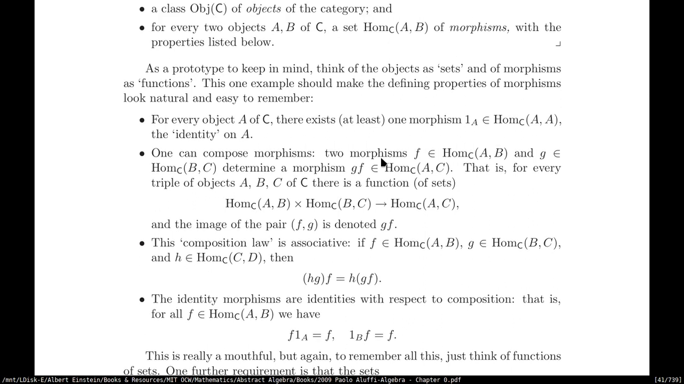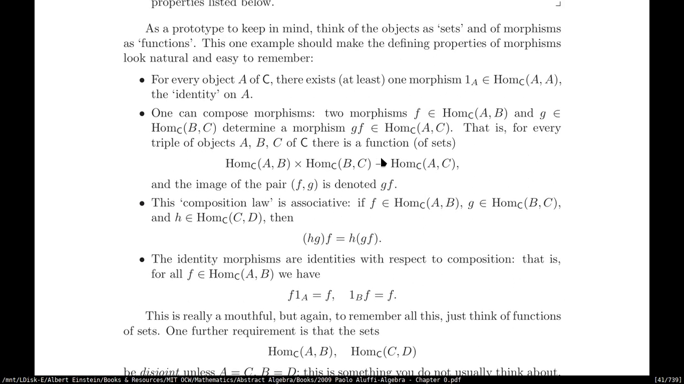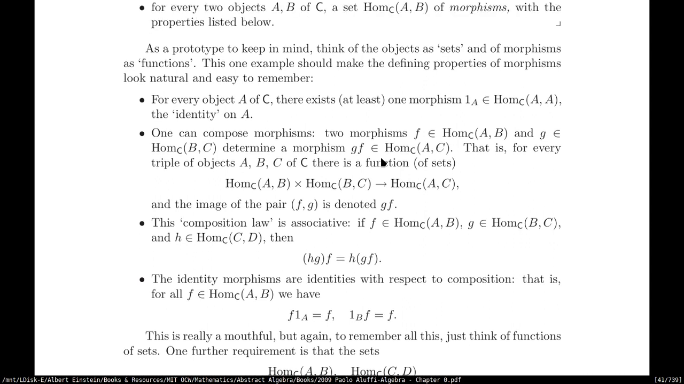But for something to be a category, we need some axioms to be satisfied, and these are the axioms that we would need to have. If you have a category C, then for every object A, there must exist at least one morphism, written as 1_A, which is included in the hom set of A with itself, and that is the identity on A. So for every object, you have at least one morphism to itself, and we have that as the identity.